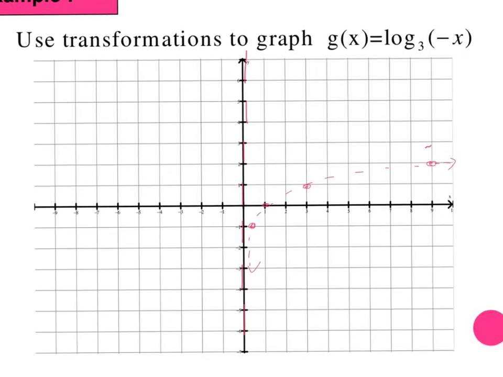So at 1/3, we were at negative 1, so negative 1/3, negative 1; negative 1, 0; negative 3, 1; and negative 9, positive 2. So now my graph looks like this. My domain is different now for this graph. Your domain, take a look at how far left you are. You're from negative infinity to 0, not including it. The range is still the set of all real numbers.